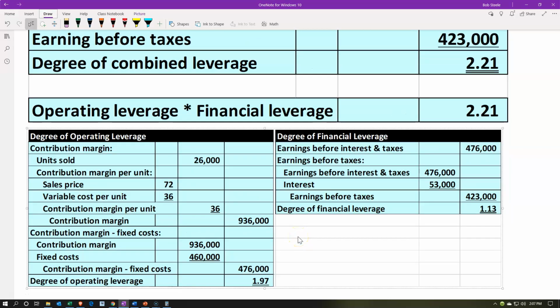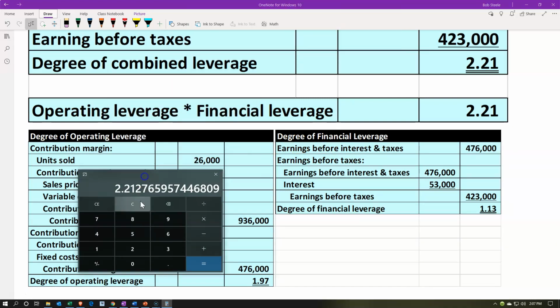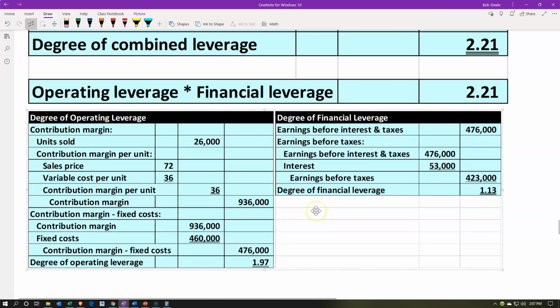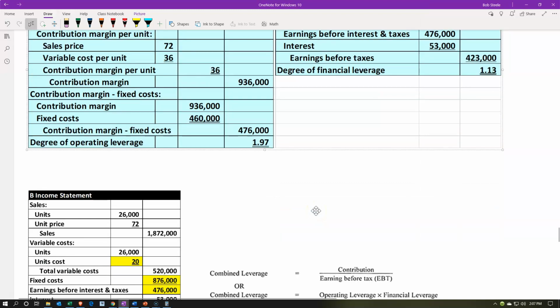In other words, if we take our prior calculations for the degree of operating leverage and degree of financial leverage, bottom line numbers, now these are estimates, so you can make them more exact, but they're going to be about 1.97 times the 1.13, and you're going to get about the 2.21. Again, there's rounding difference, so if you were to divide these out and take the full number rounded out further, you get more exact at the 2.21. And that's why I recommend doing these in Excel as well.